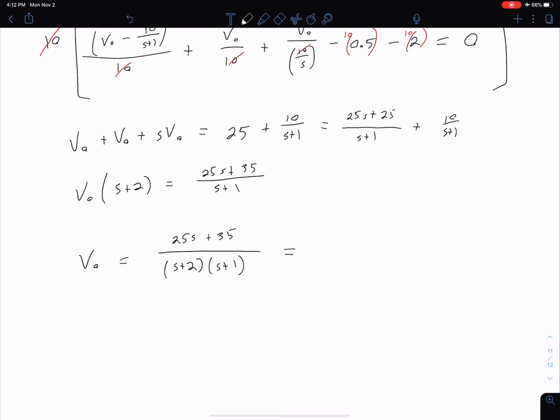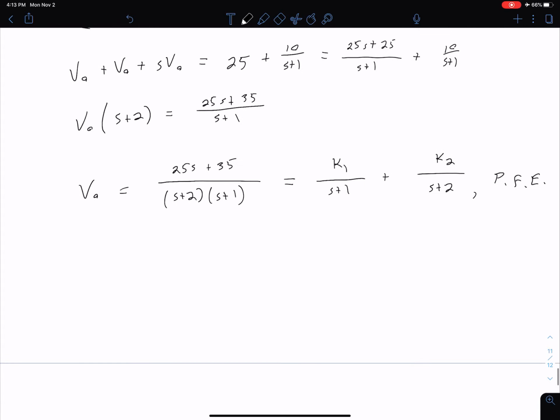Of course, what we can do now is use our partial fraction expansion. We can say this is going to be some constant k1 divided by s plus 1, plus some constant k2 divided by s plus 2. Our goal with the partial fraction expansion is to get this into some simple form, and then we can just use our Laplace transform table.